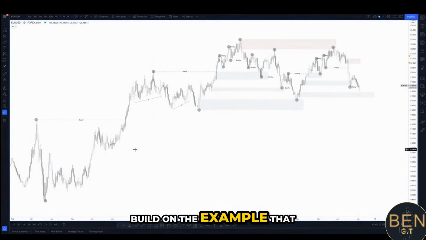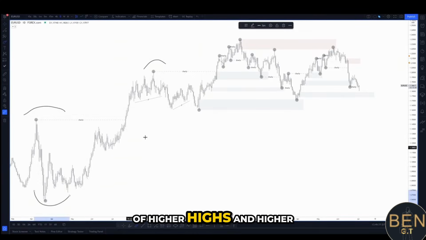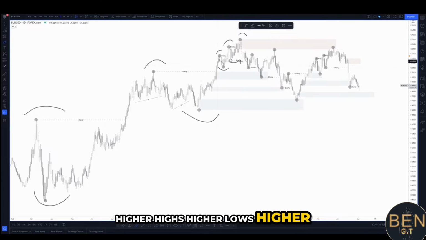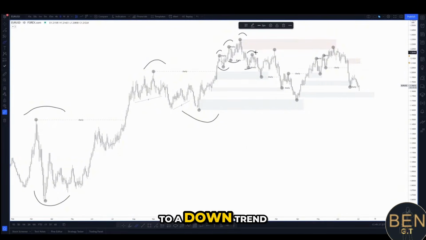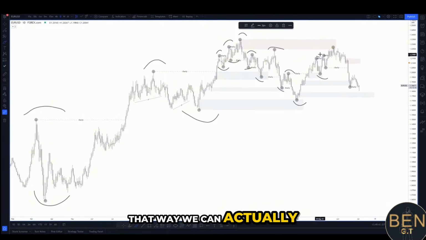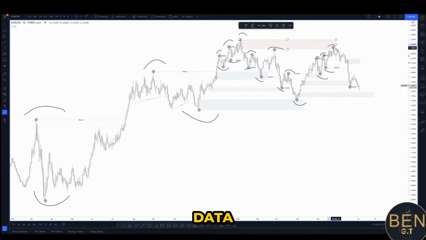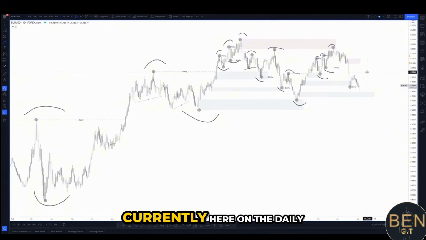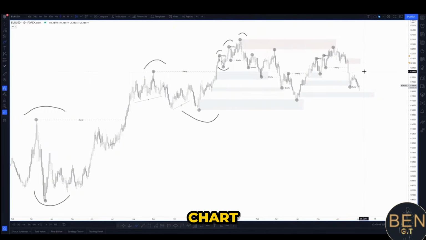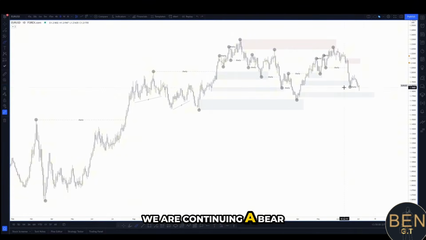We're going to build on the example that we used in the first video on Euro US dollar here. So what we can see is we were in an uptrend. We were making a series of higher highs and higher lows, and we started to switch to a downtrend, making lower lows and lower highs. I'm going to focus on a little bit more recent price action. That way we can actually look at lower time frame data. But as we can see currently, here on the daily chart, we are continuing a bear trend.